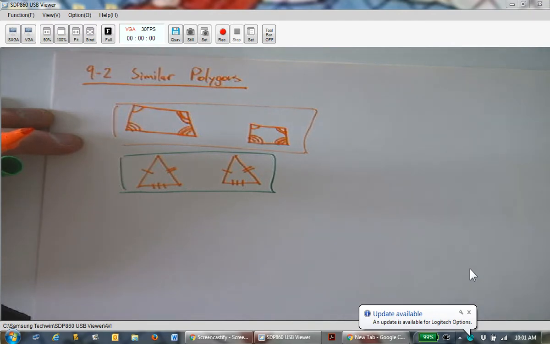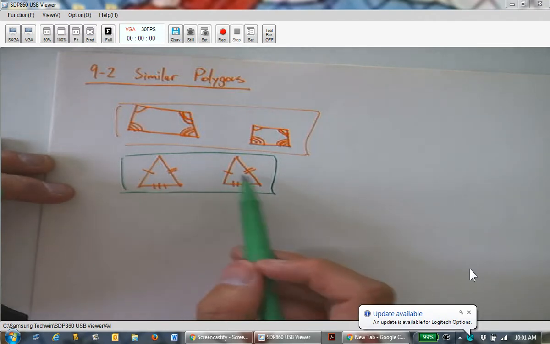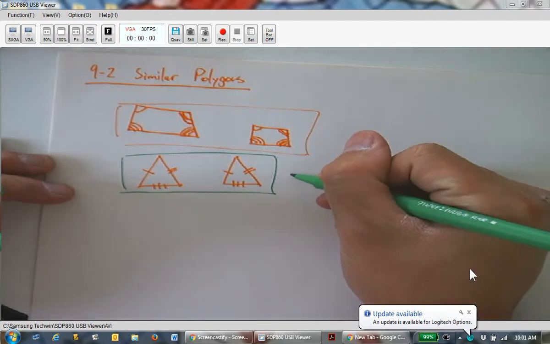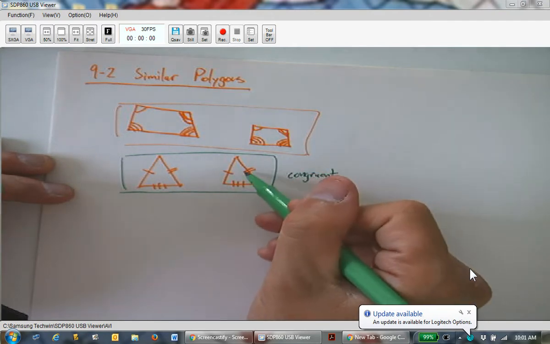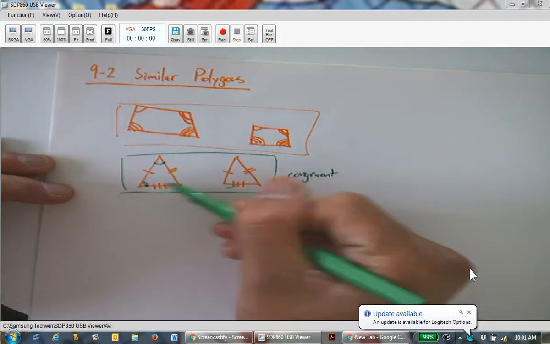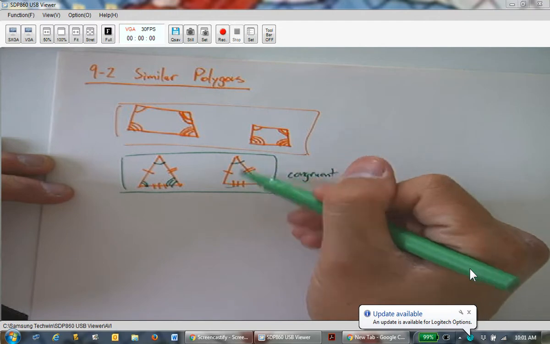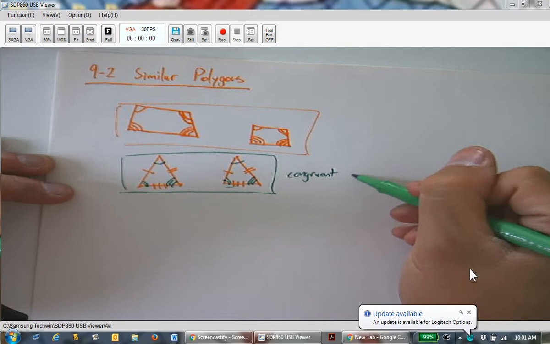Does anybody remember that property of triangles? If their sides are the same, then they're congruent. Yeah, the SSS. That's the side congruence theorem. Just a little reminder here: because all three of their sides are congruent to each other, these two triangles are congruent. And because their sides are congruent, the whole structure is congruent, meaning that their angles are also congruent to each other as well. Congruent and similar.